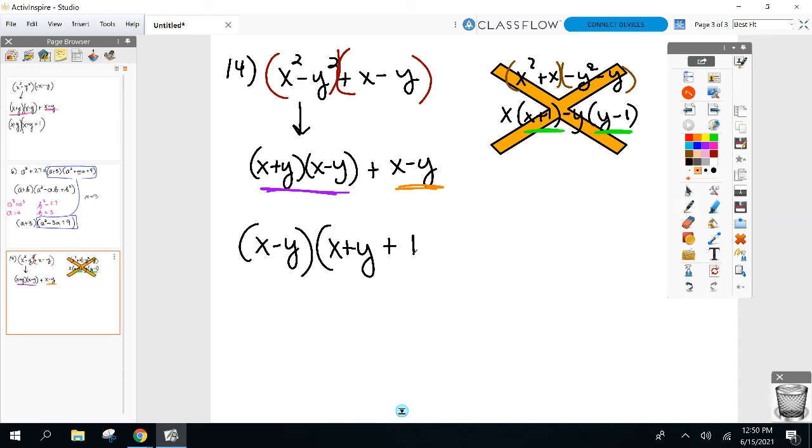All right, so I took the x minus y out to the left with x plus y. Take it out again from the right side where I have it highlighted in orange, you're left with 1, not nothing. And that's as far as I can go with that one.